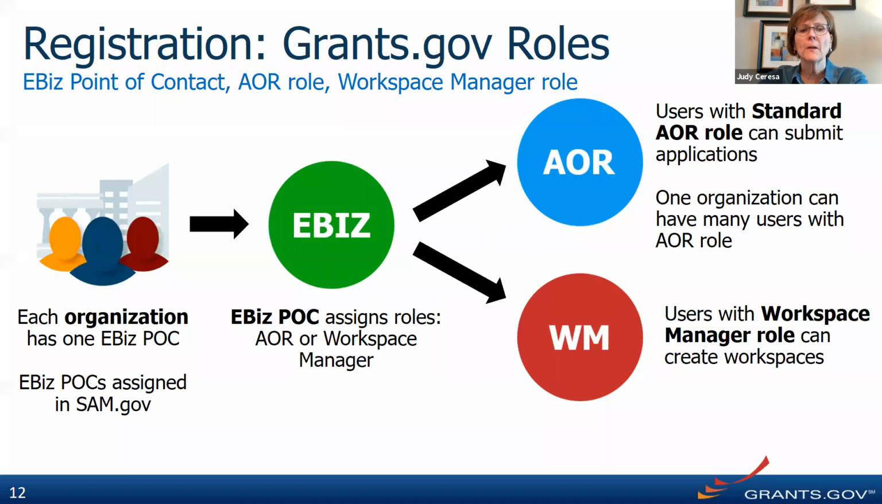So there's 3 primary roles in grants.gov. There's the eBiz POC, which I've talked about. And then on the applicant side or the participant side, there is what we call an AOR role. Now, an AOR role stands for the Authorized Organization Representative. And someone with the AOR role is the one that can actually submit applications on behalf of your organization. If you do not have an AOR role, you will not be able to submit.